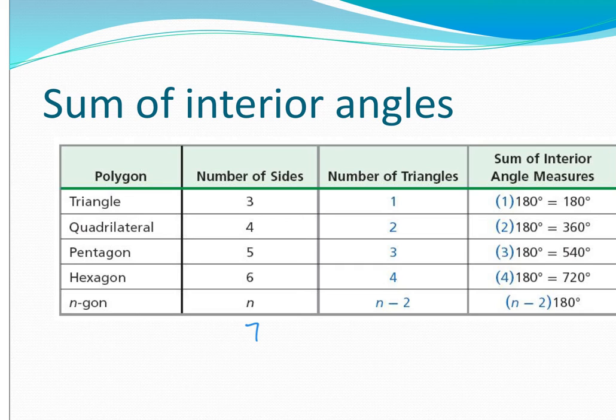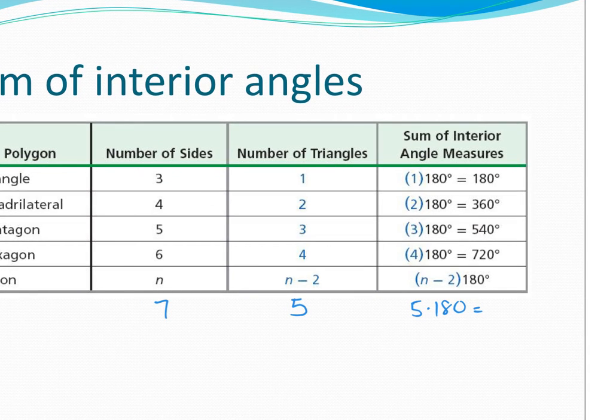What would be the number of triangles inside our figure? 5. Then we do 5 times 180. And I should get what? I think it's 900. Okay, 900 degrees. Oh, that's pretty easy. Can I still write the 180? Yeah, you can still do that. 5 times 0 gives me 0. 5 times 8 gives me 40. Bring up the 4. 5 times, yeah, 900.